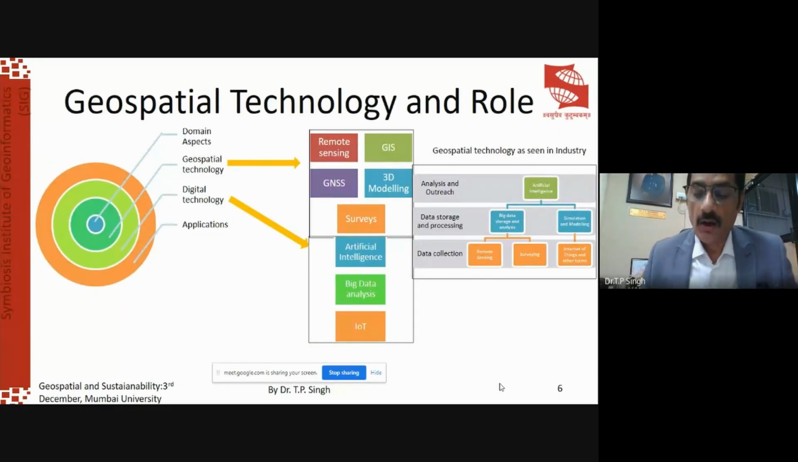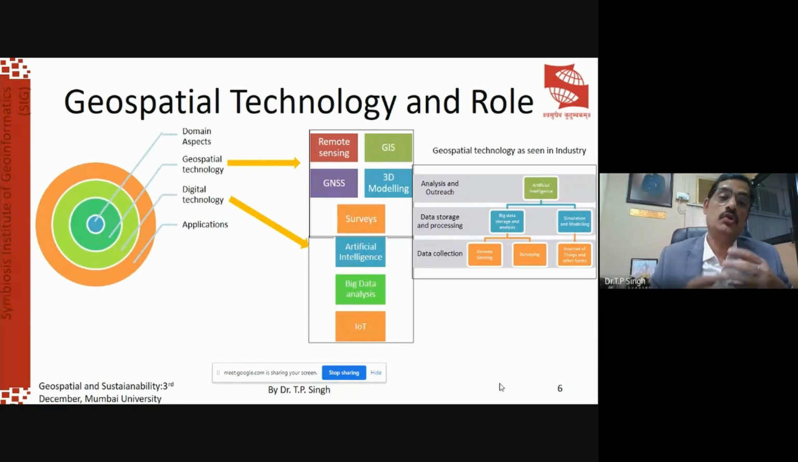So coming now to geospatial technology, what is geospatial technology? I'm basically touching this subject because many of you might not have information about geospatial technology, so for them, to start with, first we need to understand the domain aspect, what is my domain. Let's say my domain is forestry, and I want to understand the forest cover, or I want to understand forest fire. I want to understand different kinds of forest, to segregate different kinds of forest.